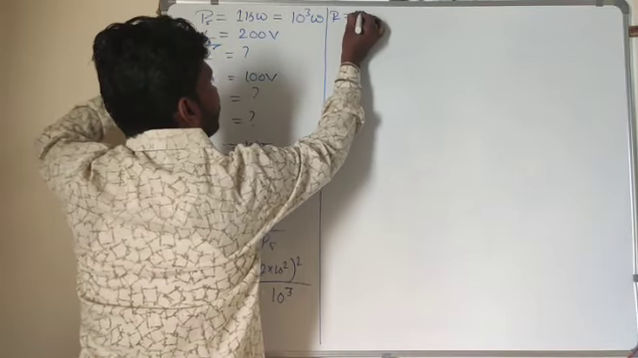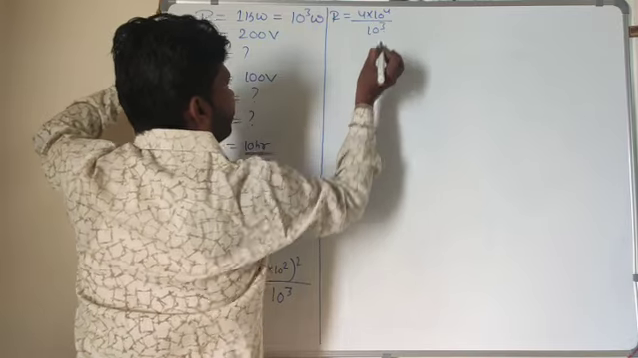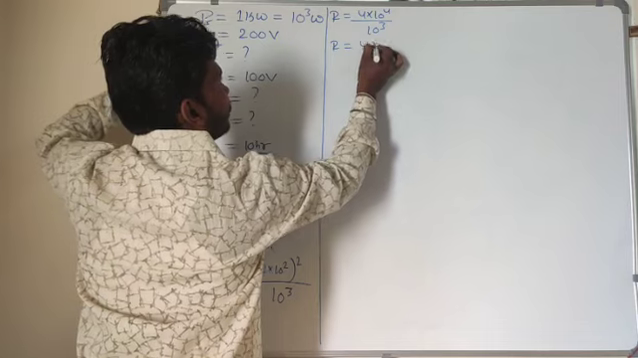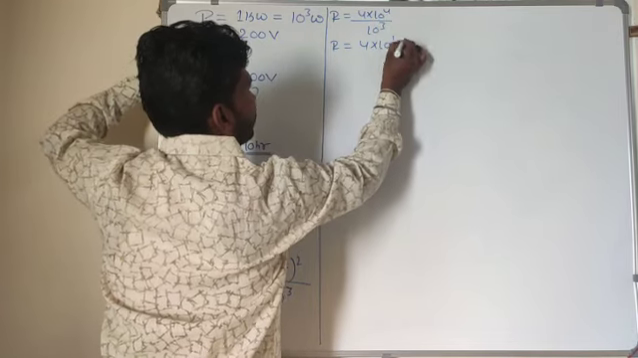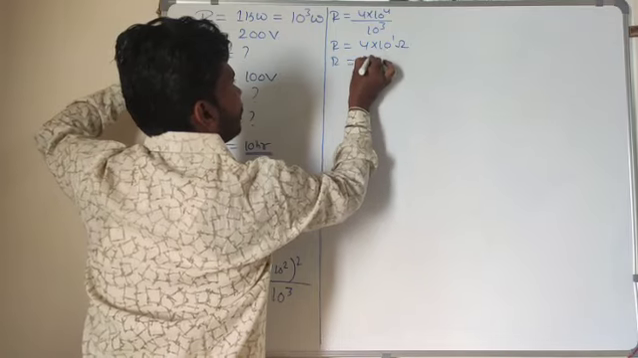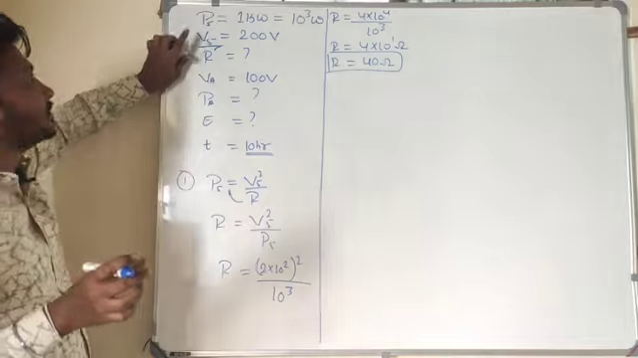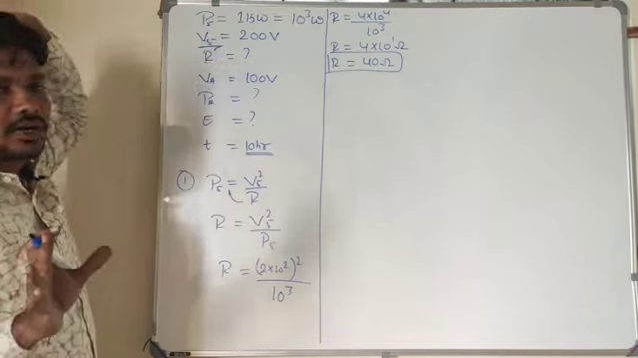So R is equal to 4 into 10 to the power of 4 divided by 10 to the power of 3. So R is equal to 4 into 10 to the power of 4 minus 3, that is 1. So R is equal to 40 ohm. The resistance of the water heater is 40 ohm.